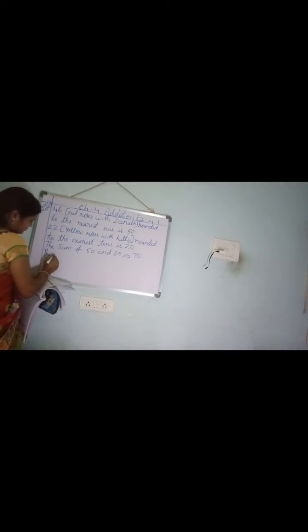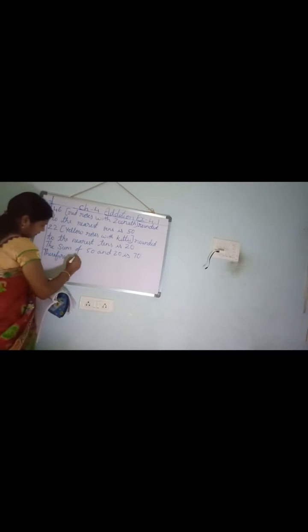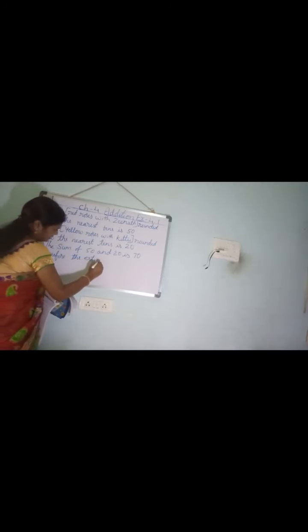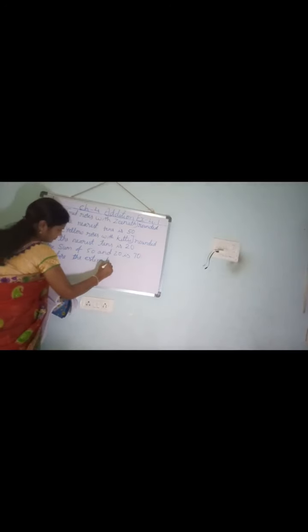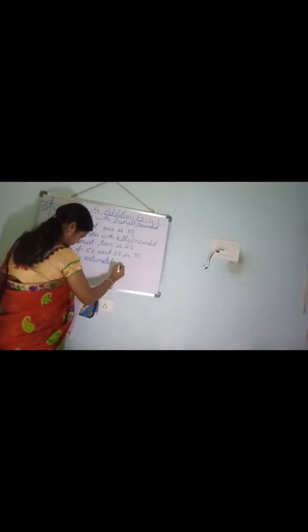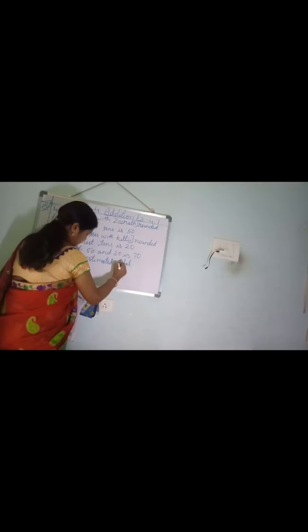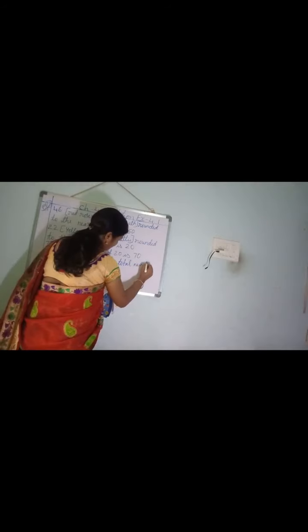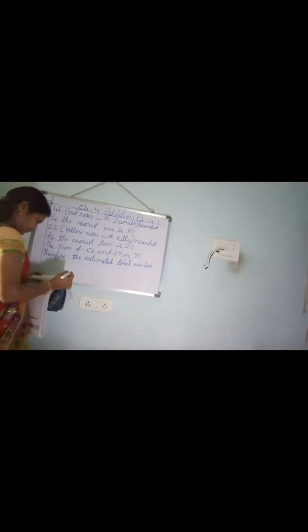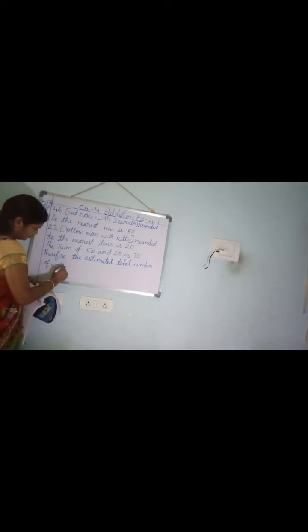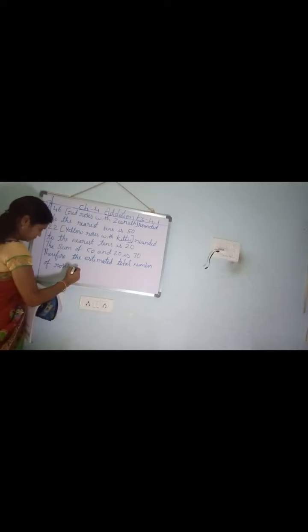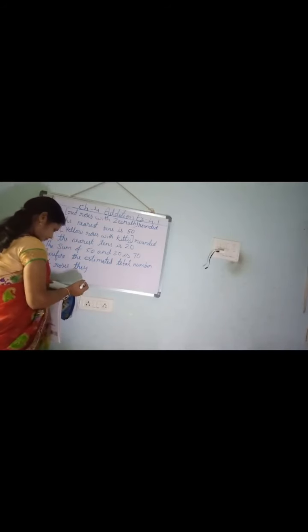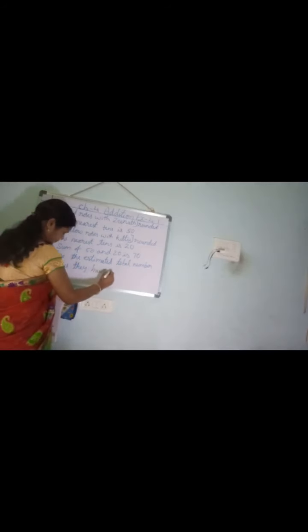Therefore, the estimated total number of roses they have is 70.